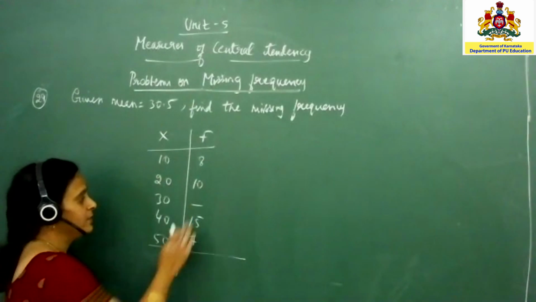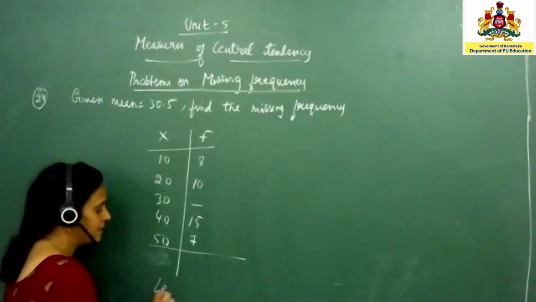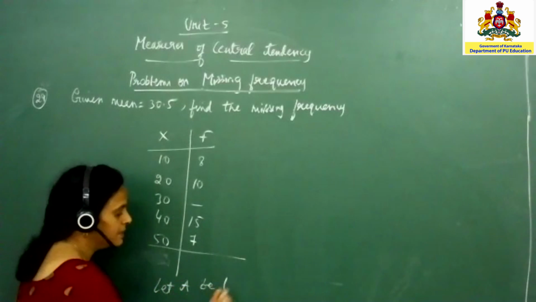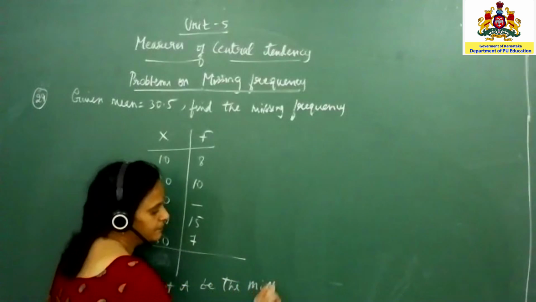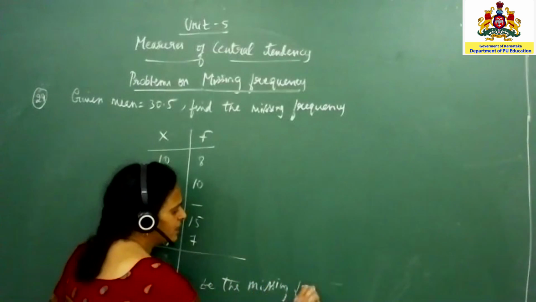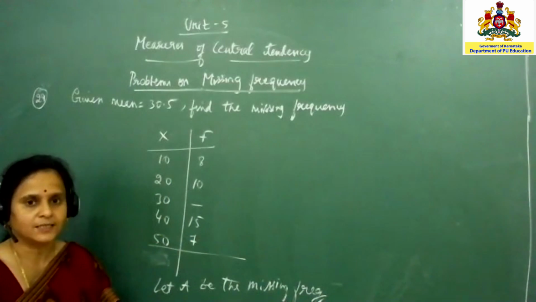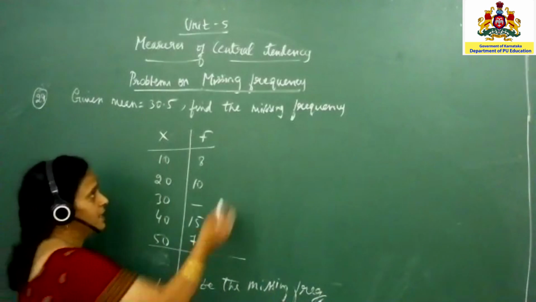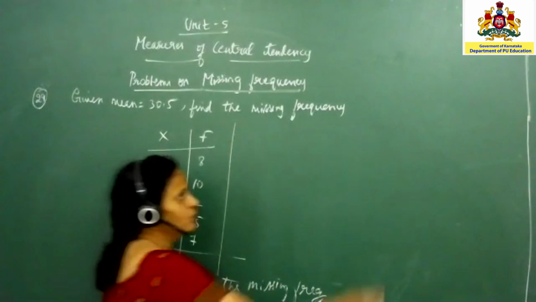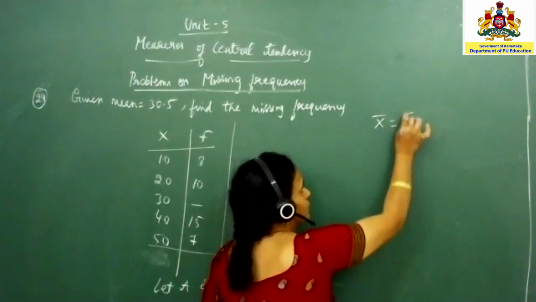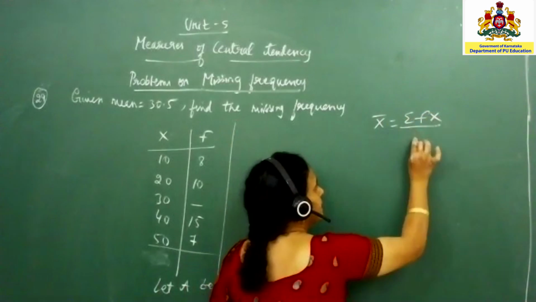Okay, to start with, I have to name this one. Okay, I just start with let A is the missing frequency. So anything you can take A, B, C, anything. So to just start it, I'll just take like A as the missing frequency. Now I'll carry on with the remaining, right? You know the formula, right? So x̄ is equal to summation f(x) by n.